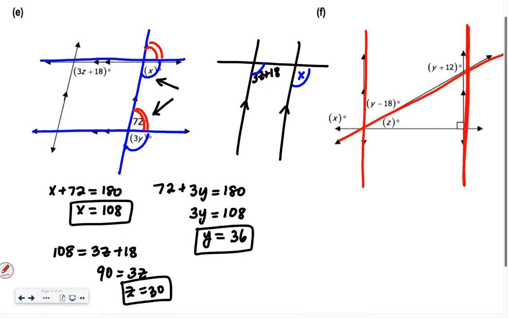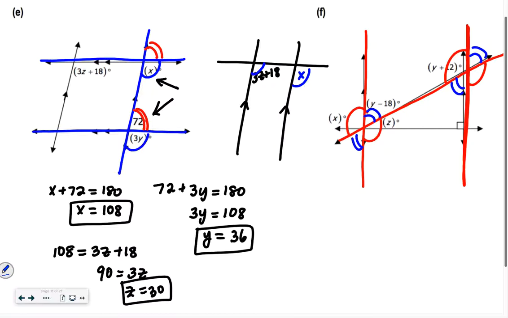So you got to kind of ignore that other line. I know it's so hard to ignore that other line. But we have this big angle, this big angle, this big angle, this big angle, right? Do you guys see the four angles there? Those are our obtuse ones. And then we have acute, acute, acute, and acute.